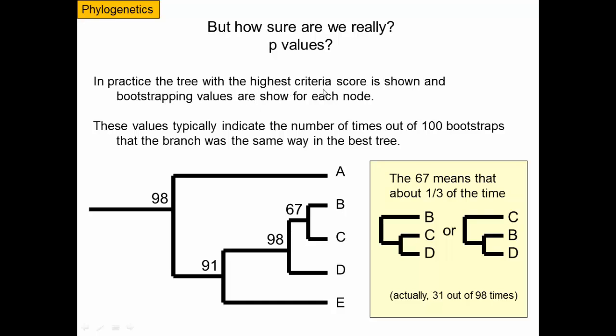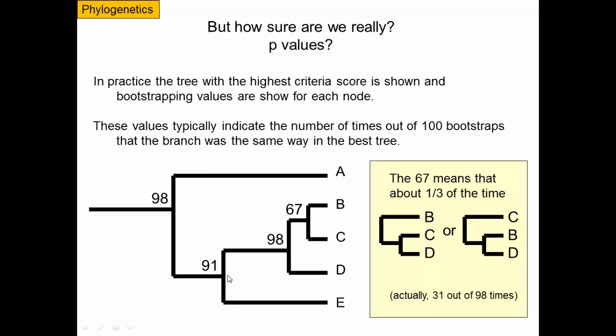The tree that has the highest criteria score is shown, by our parsimony, our model-based approach. And then what we do is we show what are called bootstrapping values for each node. So, for example, here, we've got 5 taxa in this tree, and what this is representing here is that I did 100 bootstraps. So I took my tree, I resampled my data, I made 100 trees, and in 98 out of 100 trees, I had A as the outgroup to everything else. So when I look at my phylogeny, I'm actually very certain of that part of the tree, because 98% of the time, A is the outgroup to everybody else.